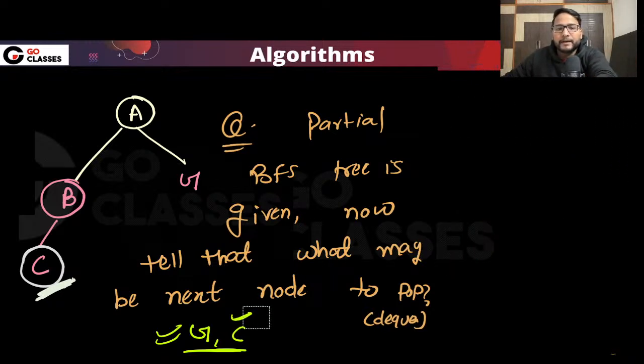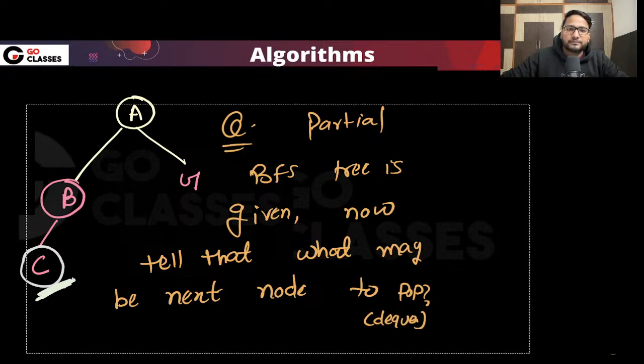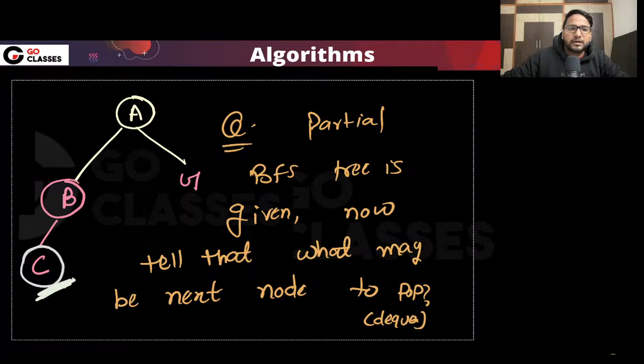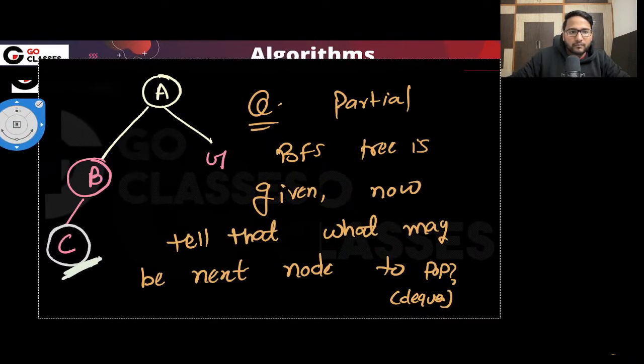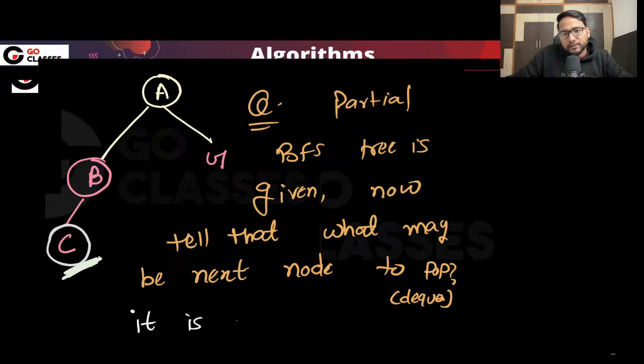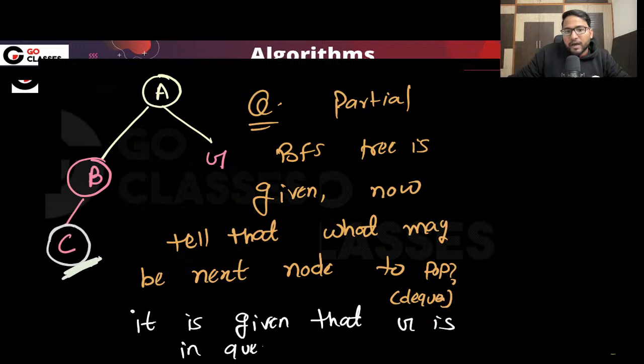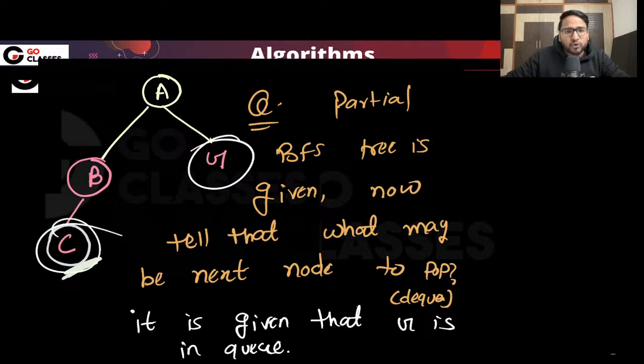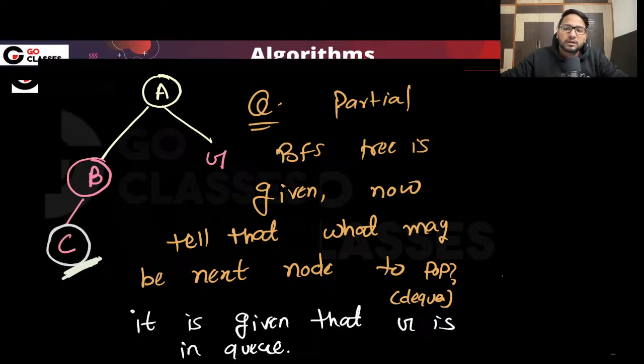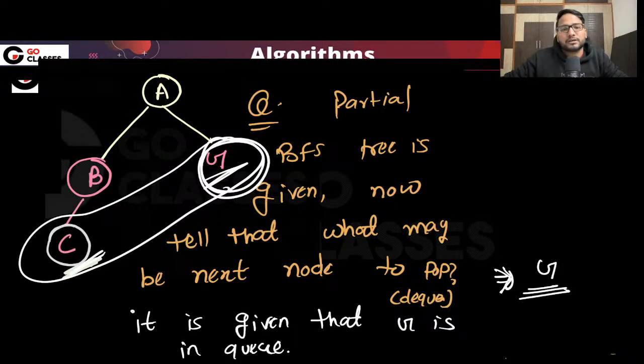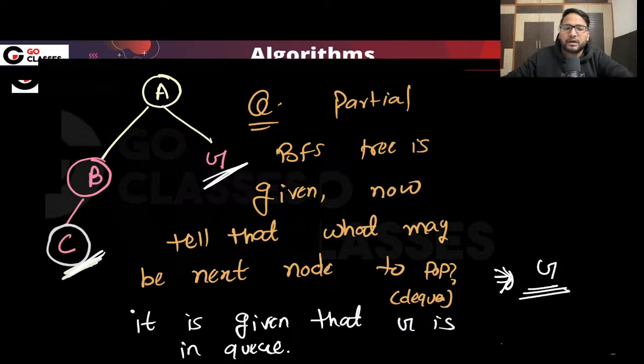They say something like this. It is given that G is in Q. Then among G and C, if I ask you what is the next node that for sure will get popped out, then what is the answer? If they are saying G is already part of Q, then for sure you can say G will get popped out. Then G is the answer. I hope you understood. If among G and C they are saying that G is already part of Q, then G is the answer, right? That is definitely going to pop out in the next iteration.